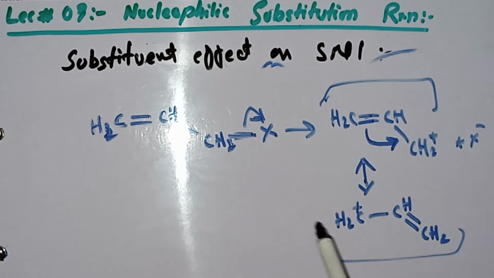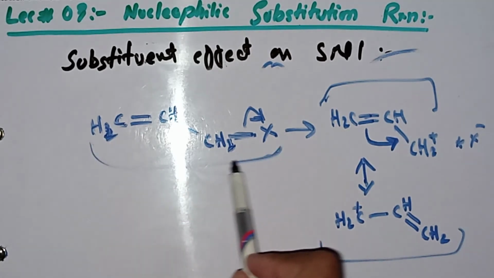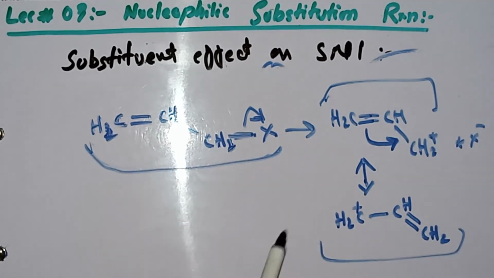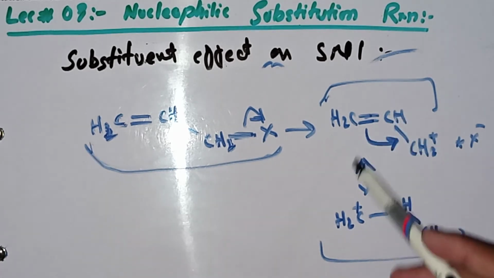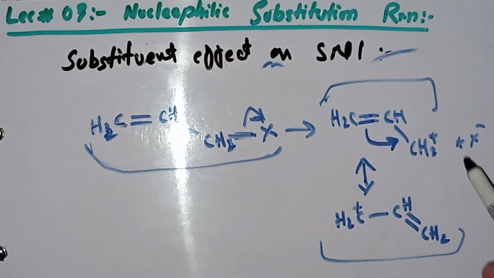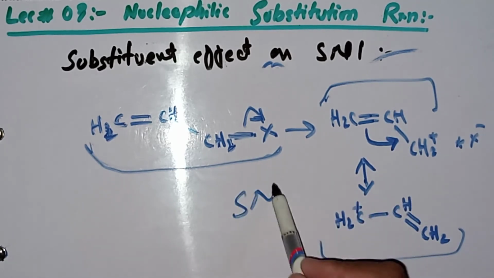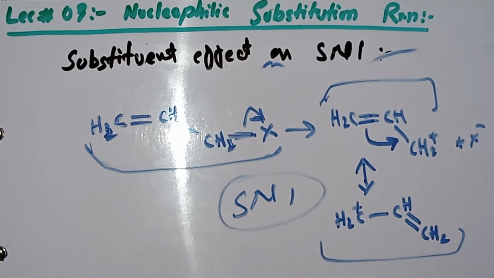It also means that the system in which the halide ion is attached is less stable compared to the system in which the halide ion is removed. As the halide ion is removed, the system becomes stabilized by resonance. So that's why it will be very easy. In this case, the chloride ion, or you can say the leaving group, will leave the system easily. That's why it can take part in Sn1 reaction very fast. I hope this point is clear.